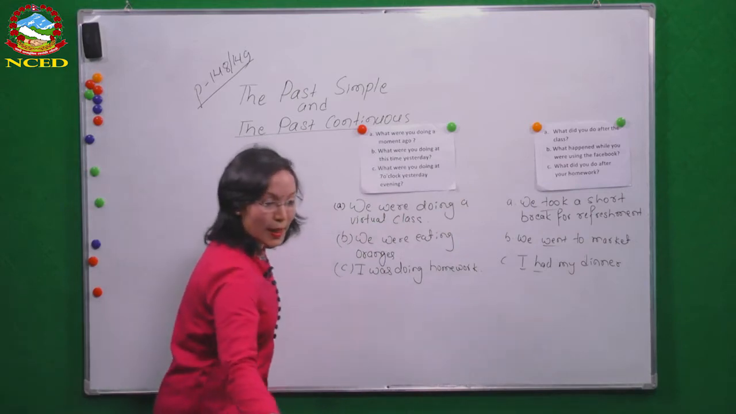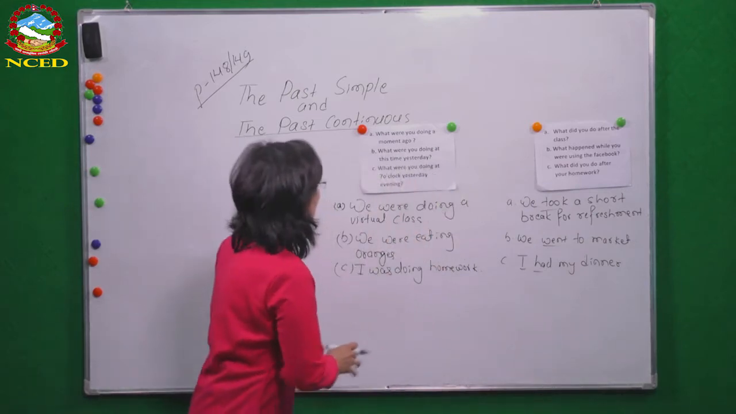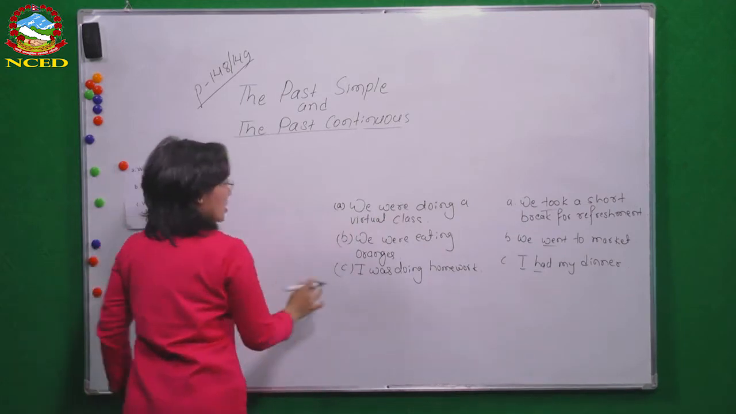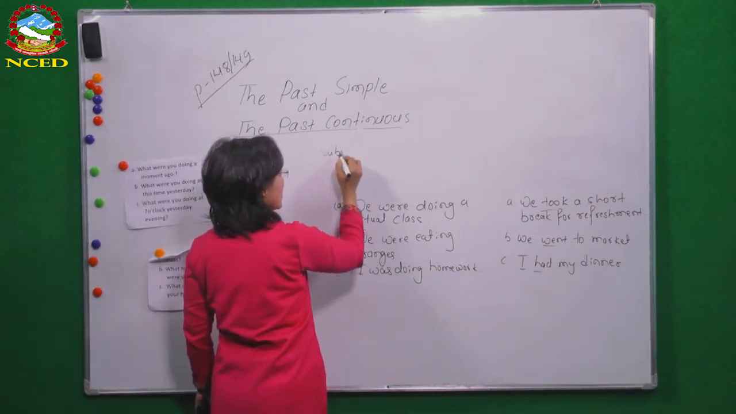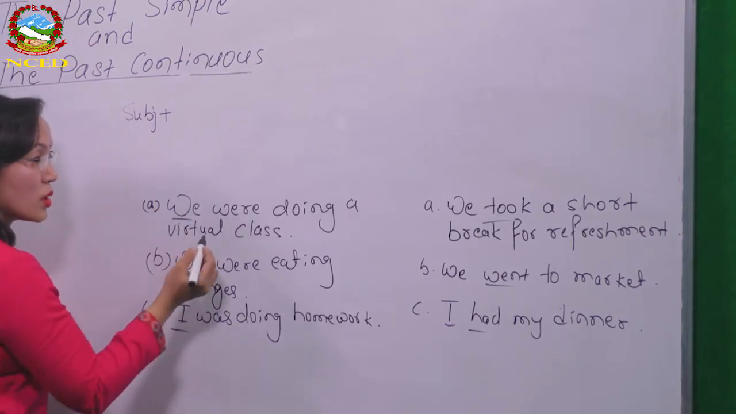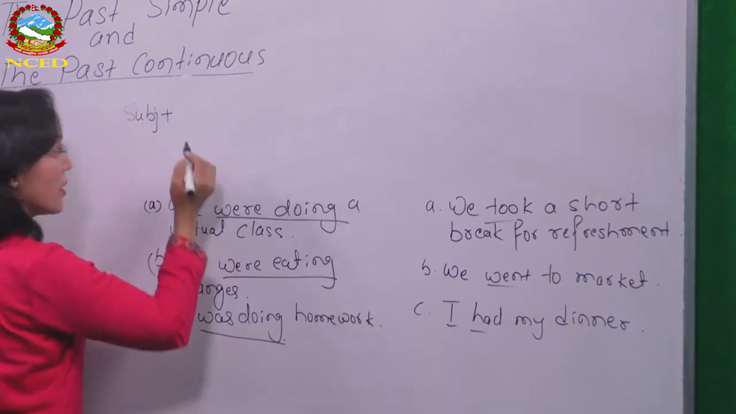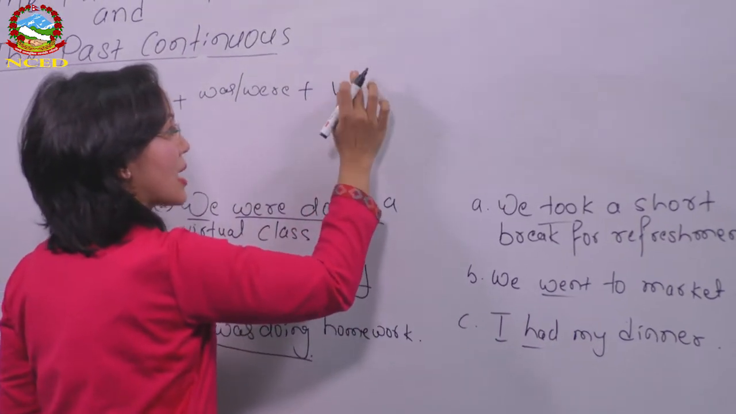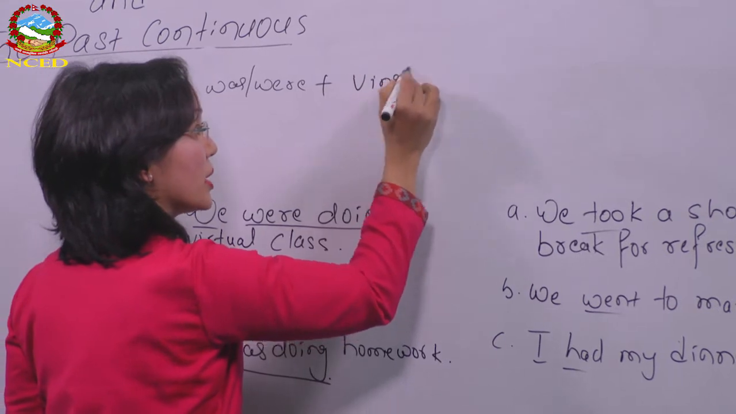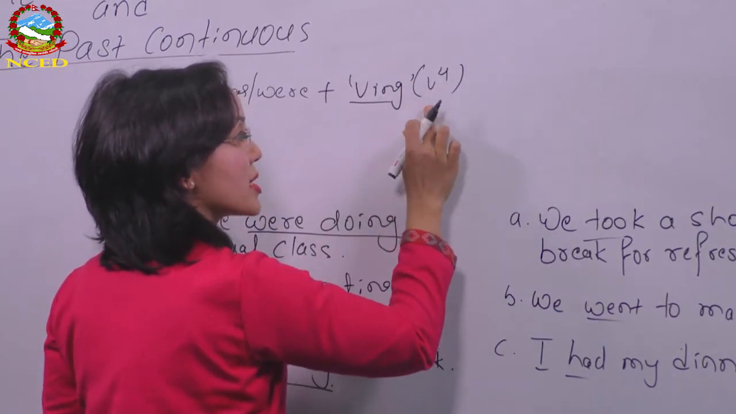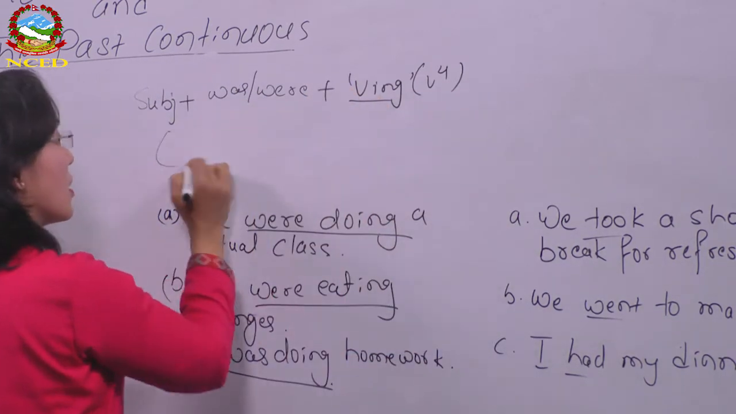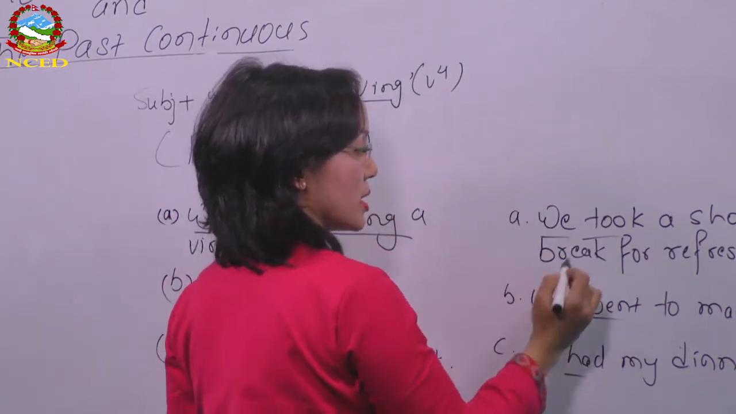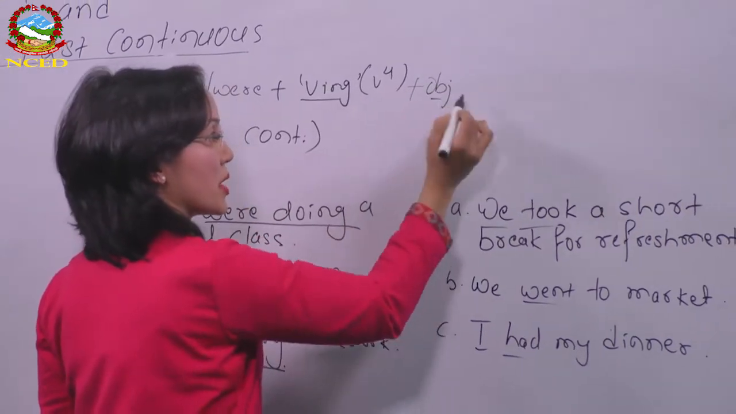Now let's draw the structures. What are the hidden structures? Subject, the doer, plus was or were, plus verb plus ing, which is also called the present participle form of the verb. This is the past continuous tense. And here we see plus object; if objects are there, you could mention objects.